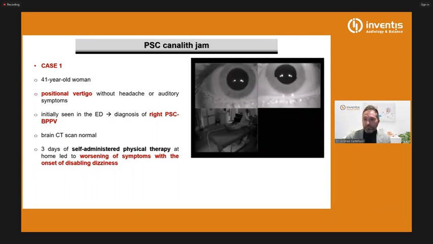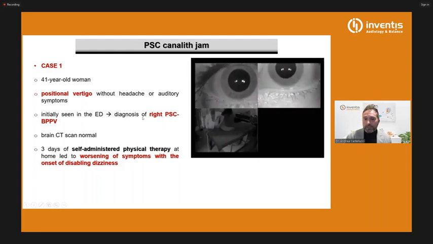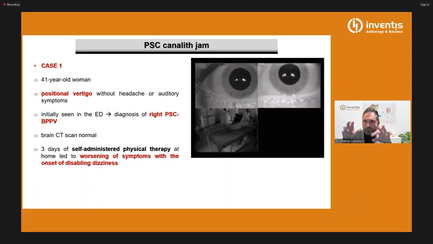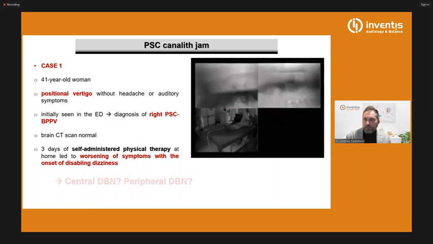She had a recent positional vertigo. She was initially seen in the emergency department, and she was diagnosed with the right posterior canal BPPV. She was suggested to perform a self-administered physical therapy, but she worsened. And you can see here a tiny downbeat nystagmus with the left torsional component. Tiny, very tiny. It's much more evident in the recumbent position.